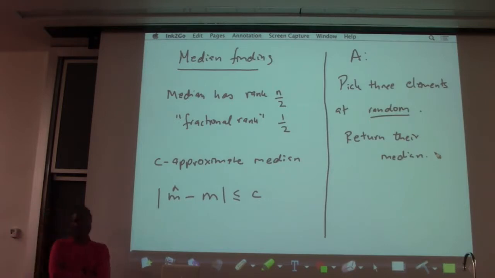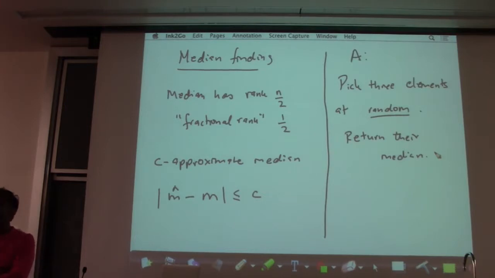What do you think? If your size is 3, it'd be a great approximation. That's true. So it's a great algorithm for 3. Sadly, I don't have 3. I have 1 trillion. Now what?